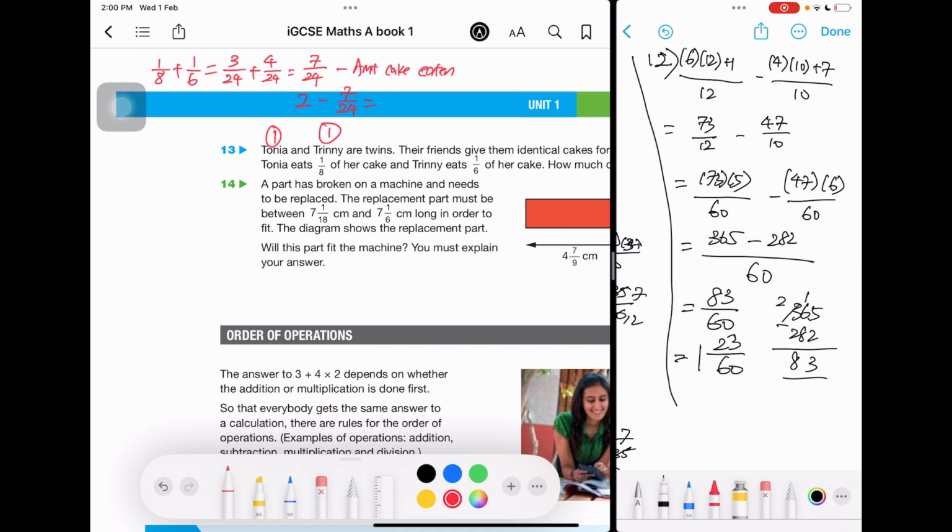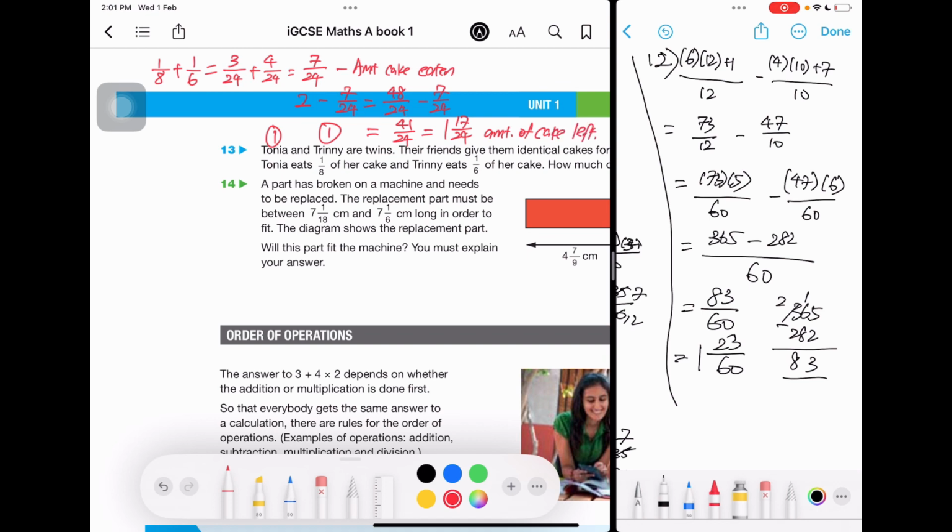Basically, if you convert 2 whole parts to a denominator of 24, this should give you 48/24, so it is actually 48/24 minus 7/24. And this should give you 41/24. Okay, if you express it as a mixed number, one whole is 24, so 41 minus 24 should give you 17/24. This is the amount of cake left.